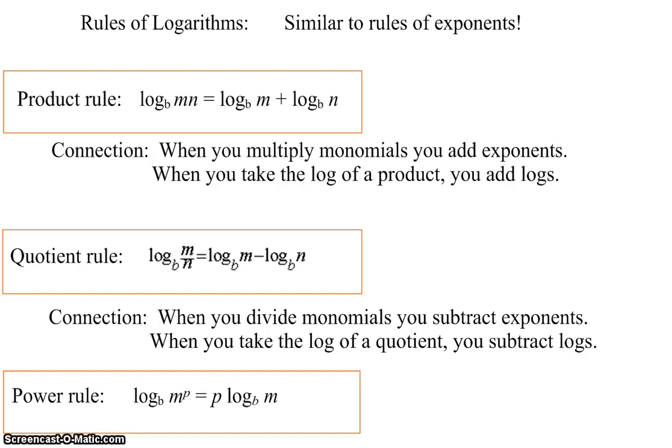Now we're going to look at some rules of logarithms. The rules of logarithms are the same rules as products, quotients, and powers for exponents. For example, when you multiply two things of the same base with their exponents, in other words, b to the m times b to the n, you get b to the m plus n. Remember the addition, and we started with a multiplication.